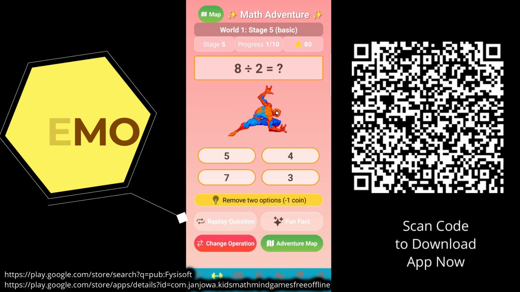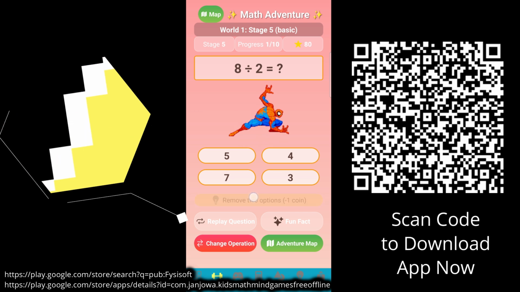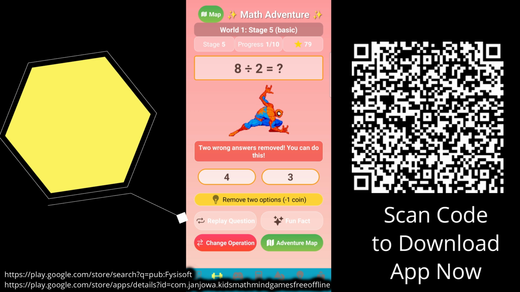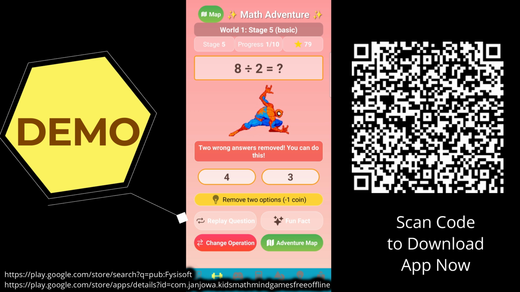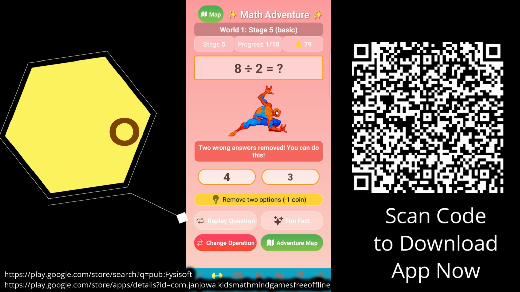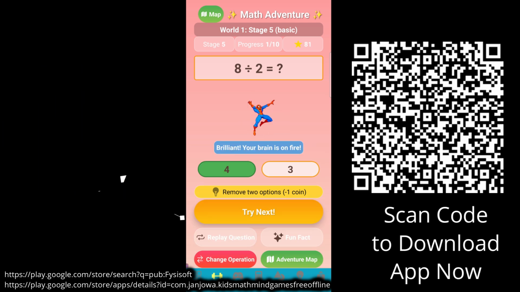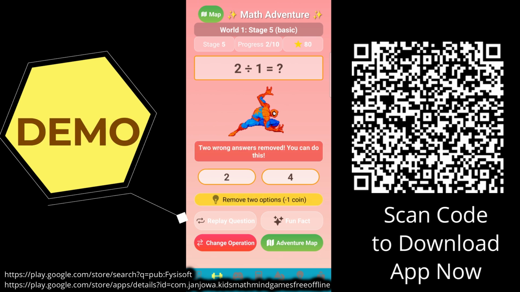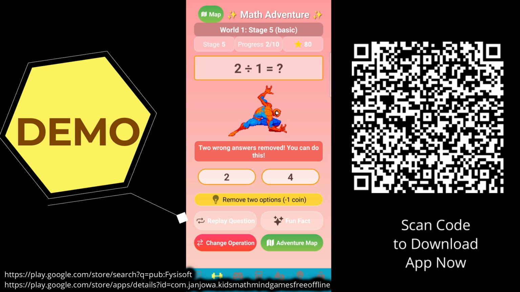What is 8 divided by 2 equals? Here's a helpful tip. For larger numbers, break them into smaller parts. What is 8 divided by 2 equals? 2 wrong answers removed. You can do this. Brilliant. Your brain is on fire. What is 2 divided by 1 equals? 2 wrong answers removed. You can do this.